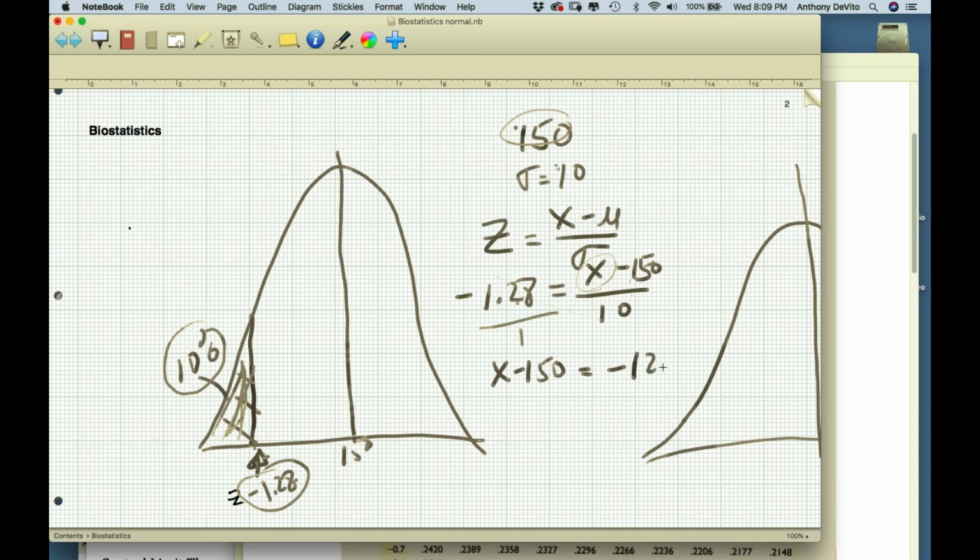So now I can actually cross multiply and say 1 times this, x minus 150, is equal to negative 12.8. And I can move the 150 over to this side, and x is going to be equal to 137.2. Carry the 1. I think that works. Yeah, that works out. So I've used the area that we were looking for to help me calculate what that weight would be. So now I know 10% of this population weighs less than 137.2 pounds.